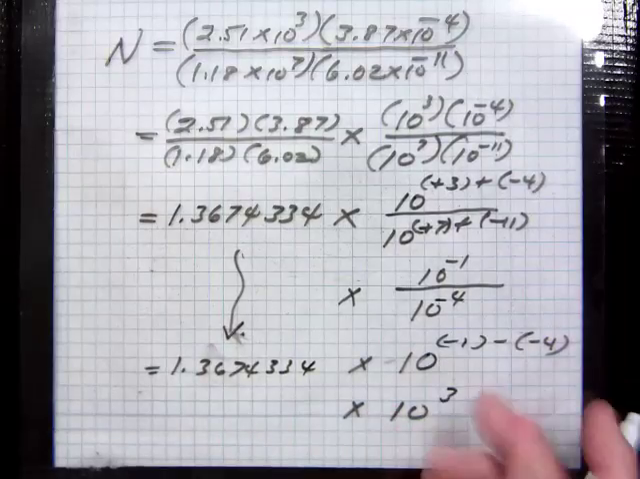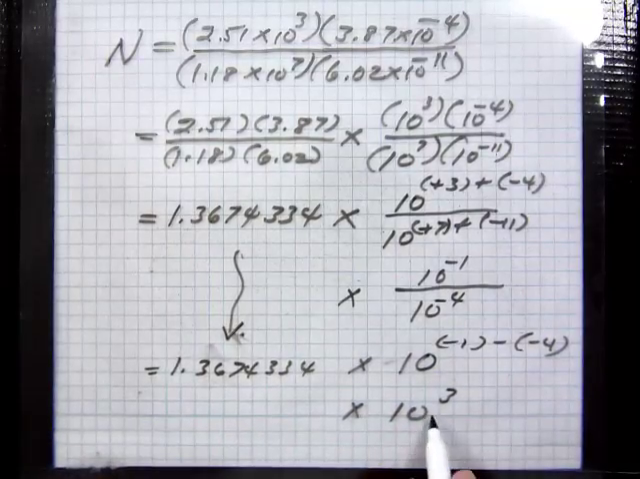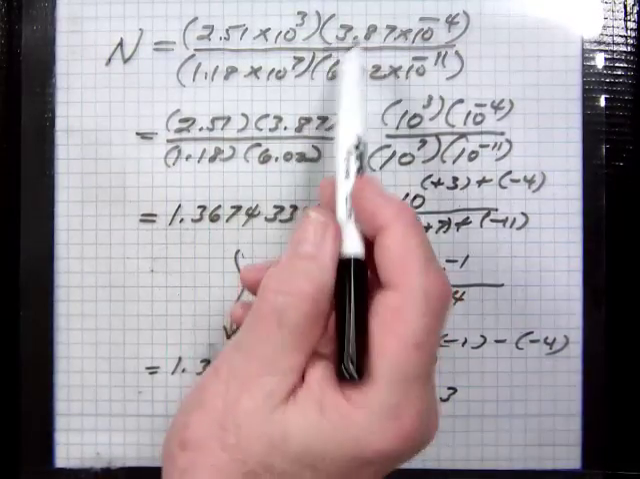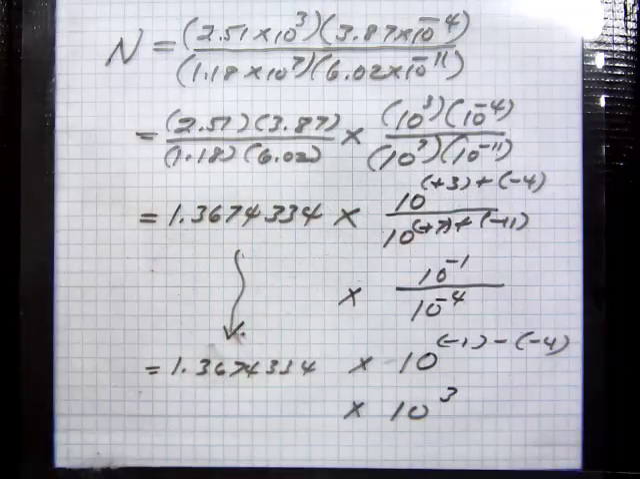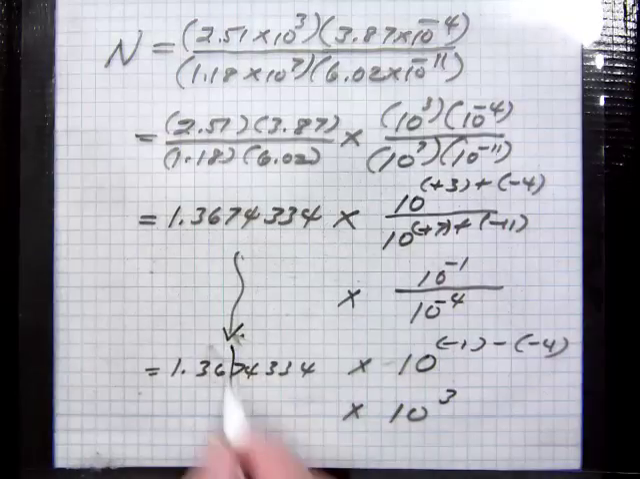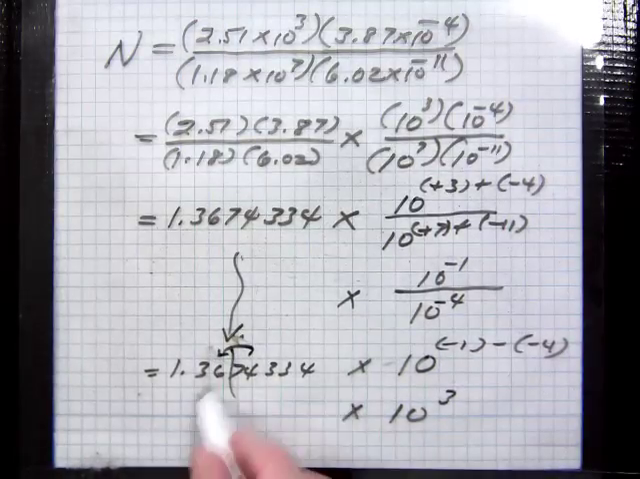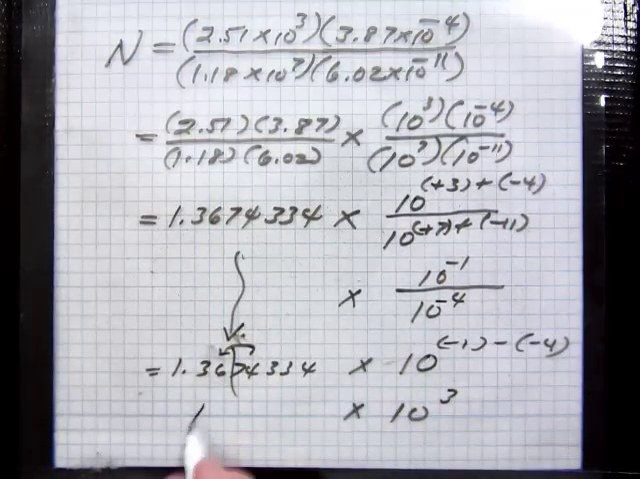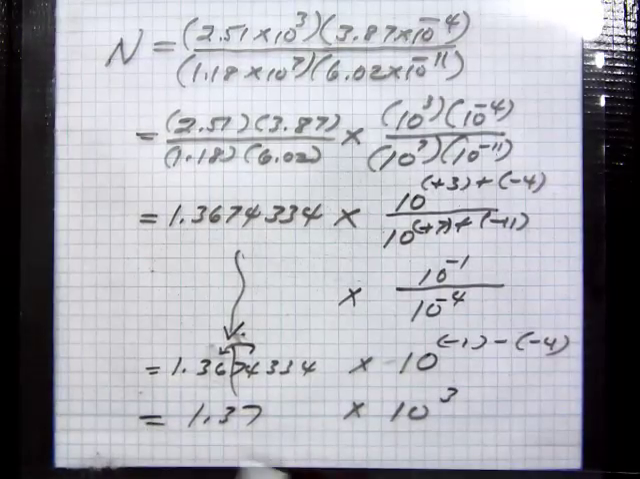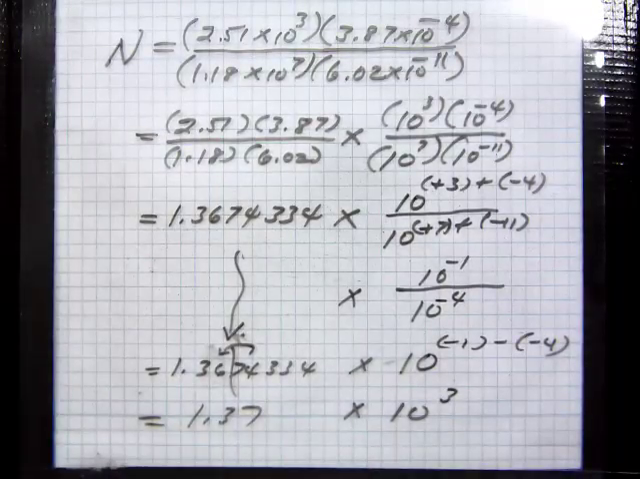Okay, times 10 to the third. Now, when we look at the computation, they're all 3 sig figs, so obviously we need 3 sig figs. And so the 7 would cause the 6 to go up, and our final answer, 1.37, would be your final answer.